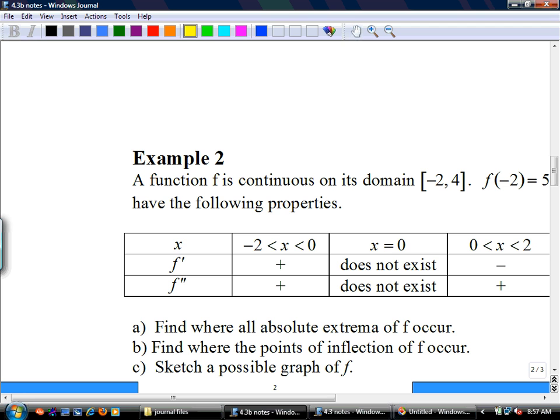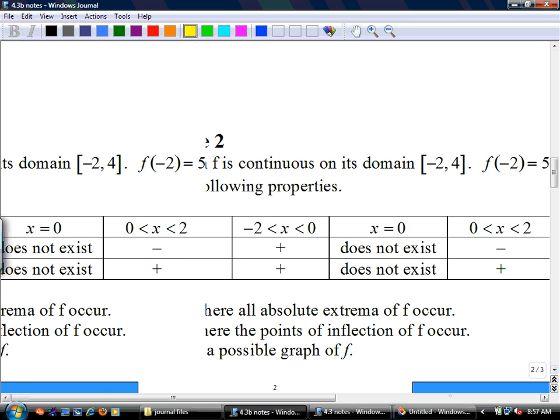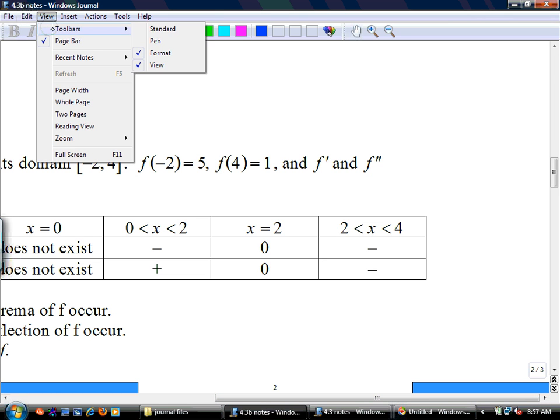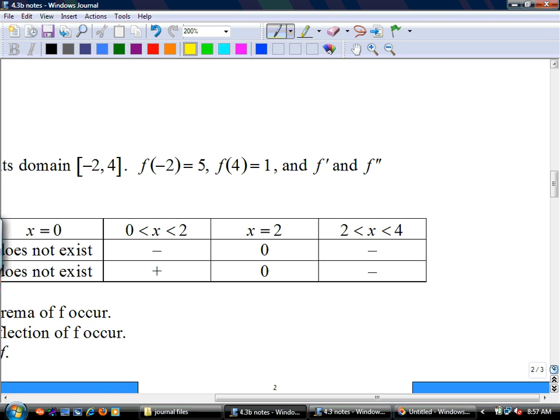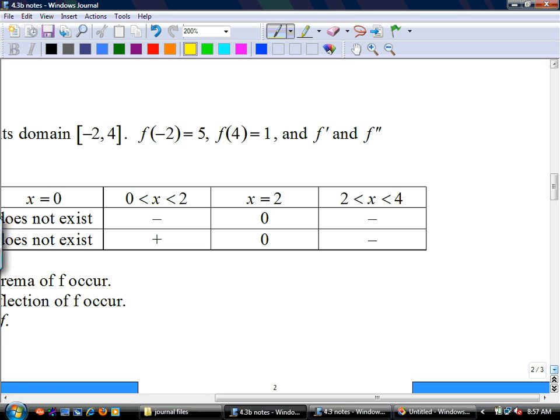A function is continuous on its domain, 2 to 4. Okay, so it's just curve sketching here. So a function is continuous. F of -2 equals 5, and f of 4 equals 1. Okay, well, I don't know. Maybe you guys should tell me some things we could do right away. Plot the points. Open circles or closed circles at those points? Closed.